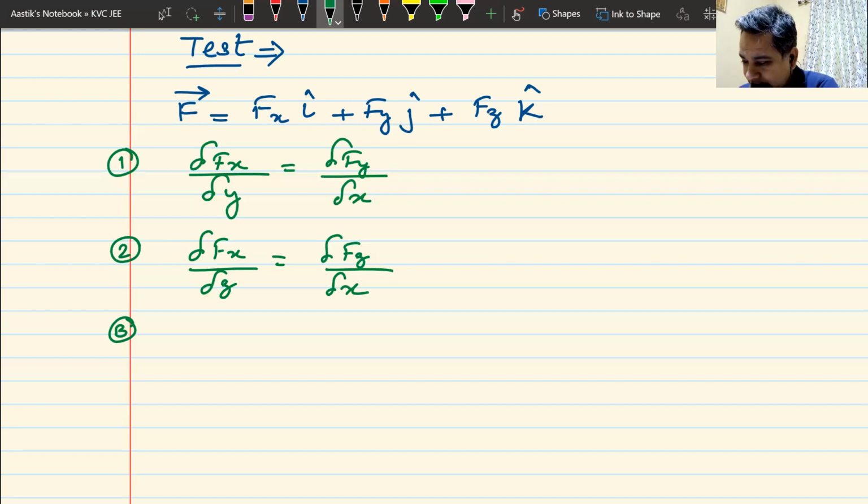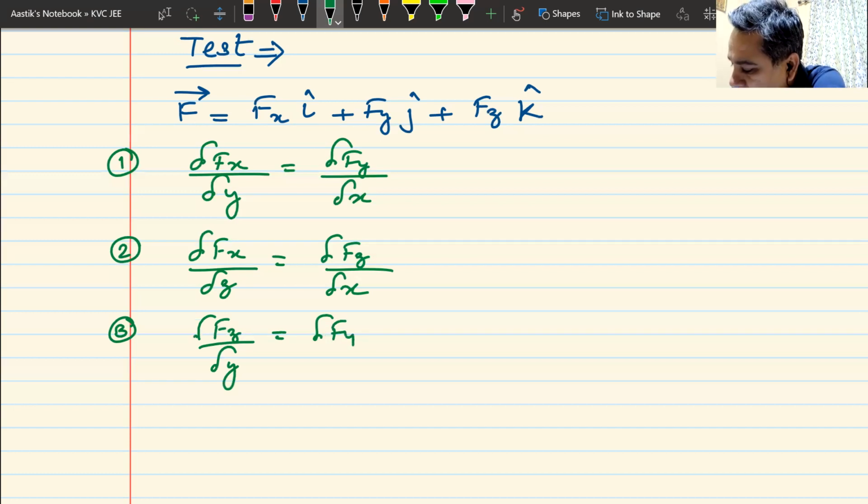Del fx by del y equals to del fy by del x. Yeah, that is correct, Hanak. Del of fx by del of y should be equal to del of fy by del of x. That is the third condition.